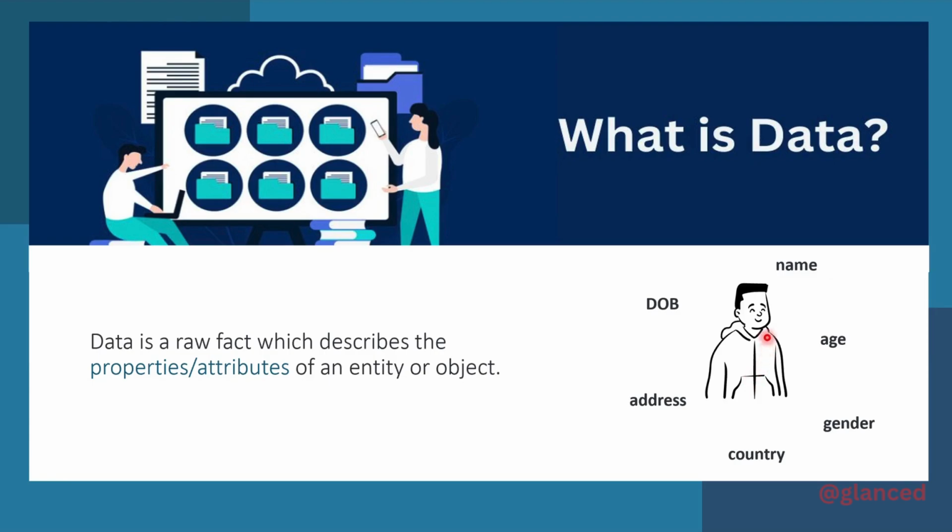Okay, so this person is a real world entity, right? So you can call him an entity or an object. So at last we can define data as: data is a raw fact which describes the properties or attributes of an entity or object. So this is what data means.